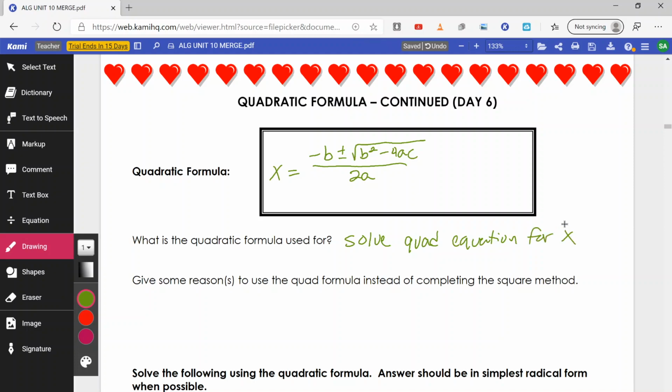And why do we use this instead of the completing the square method? Well, it's on the reference sheet, so we have it available to use all the time. And second of all, it's actually much easier to use than completing the square. And again, completing the square I do after the quadratic formula, because the quadratic formula and factoring follow the same format, whereas completing the square, the format is a little bit different.